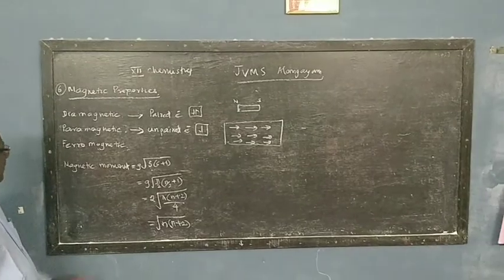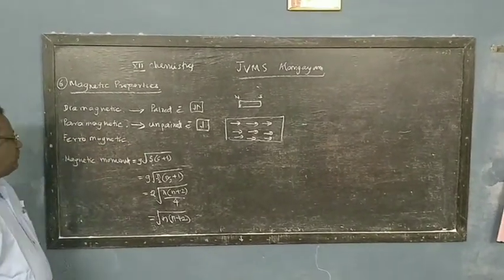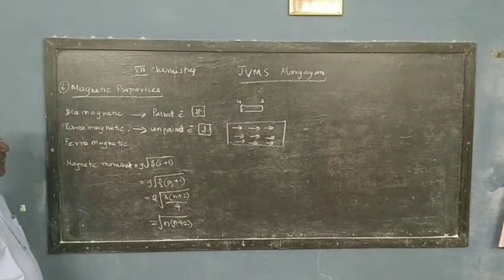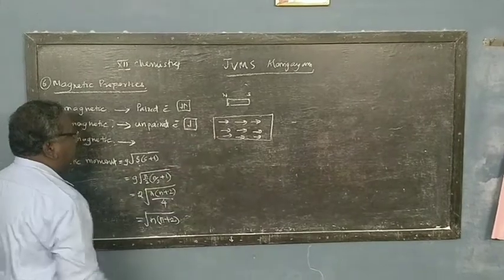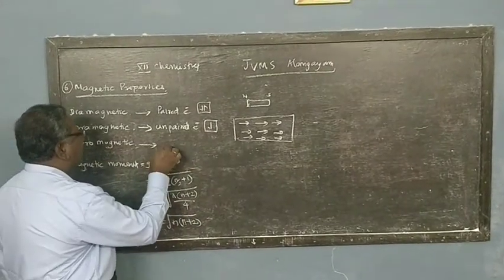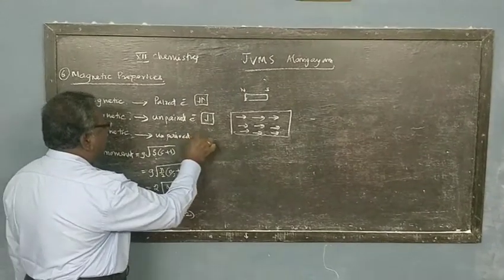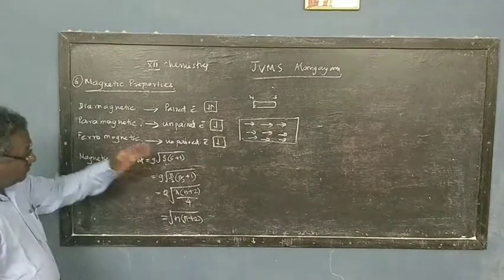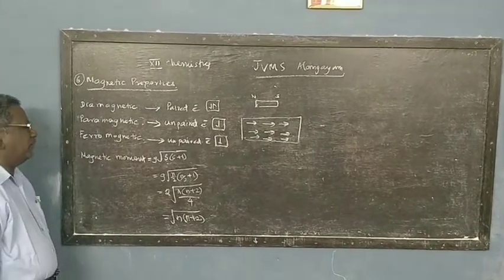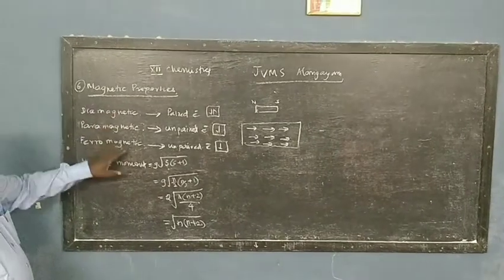This type of property is called paramagnetic property. And ferromagnetic is the one which has the highest magnetic property, mainly because of iron substances. They also have a lot of dipole magnets, and they have unpaired electrons in large number. They also have magnetic dipoles in large number. So these are the 3 magnetic properties.